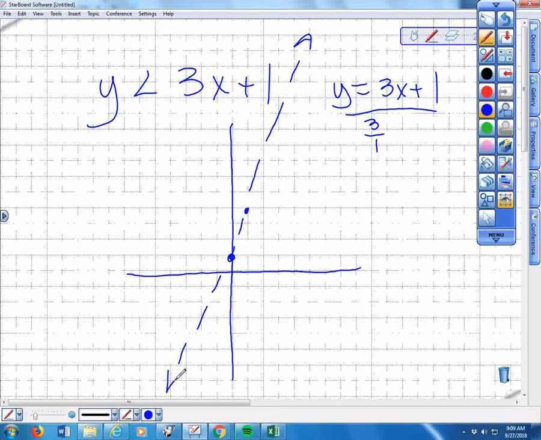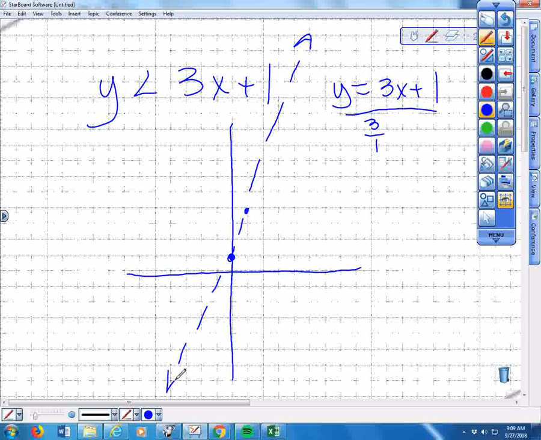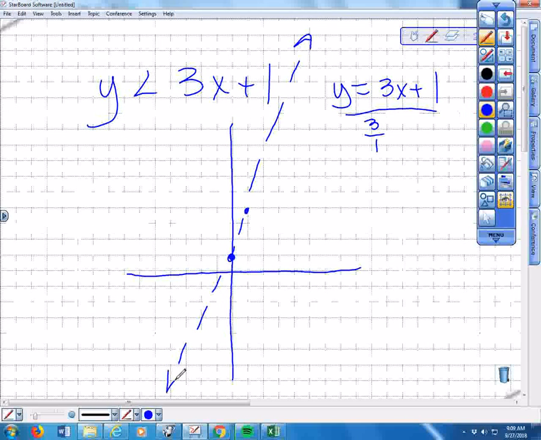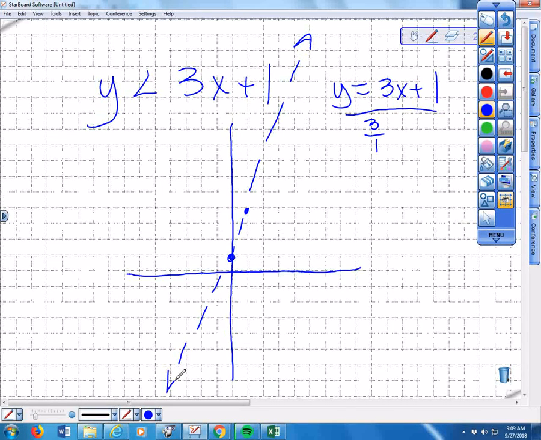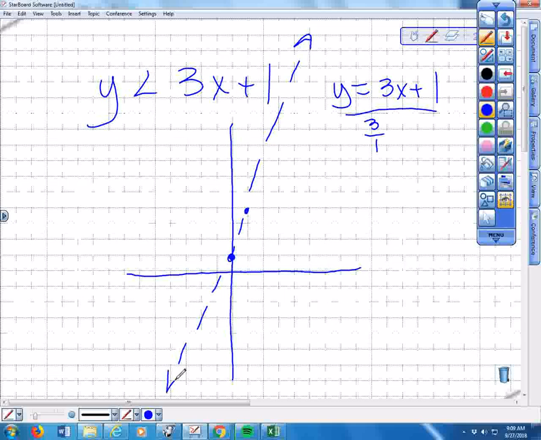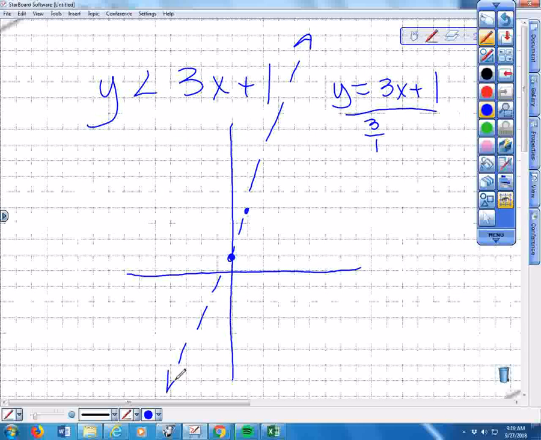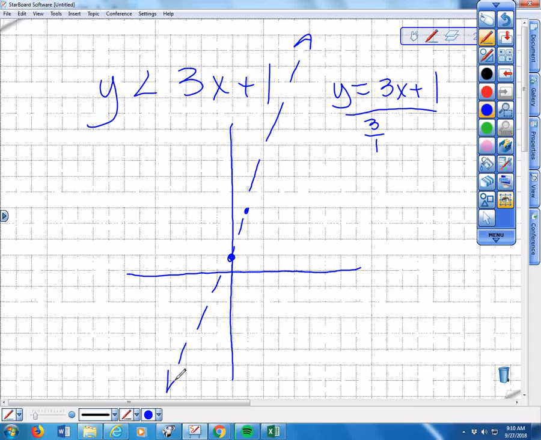The second one is shading. Okay? If you have a quiz or a test, and you were asked to graph an inequality and you do not have shading, you've missed the problem. Because you must know you have to have shading on an inequality graph. Okay? The easiest way to figure out where to shade is to use something called a test point. And the easiest test point there is the point 0, 0.